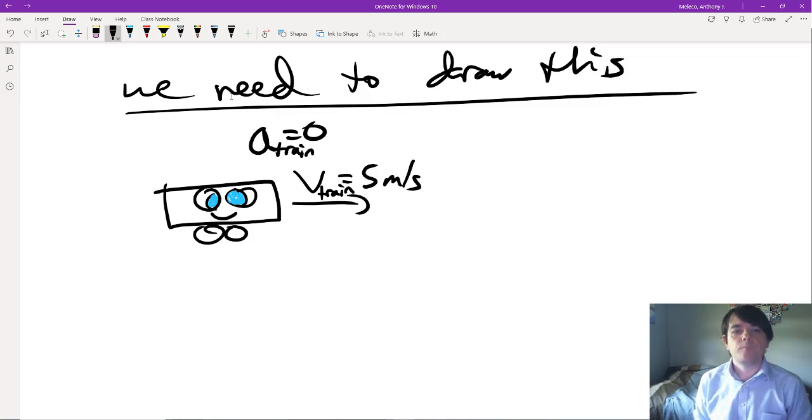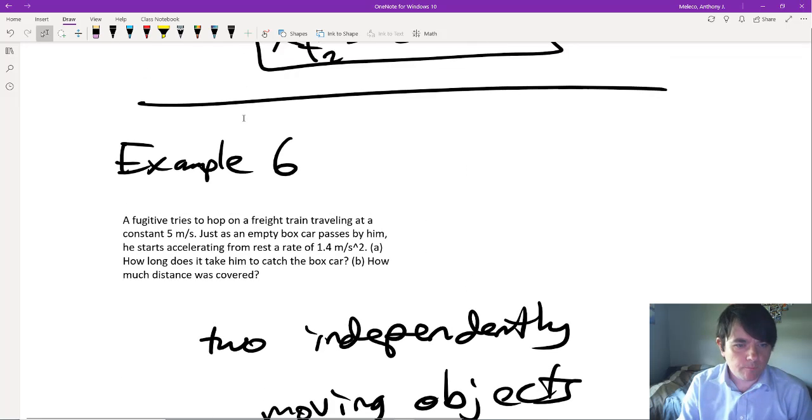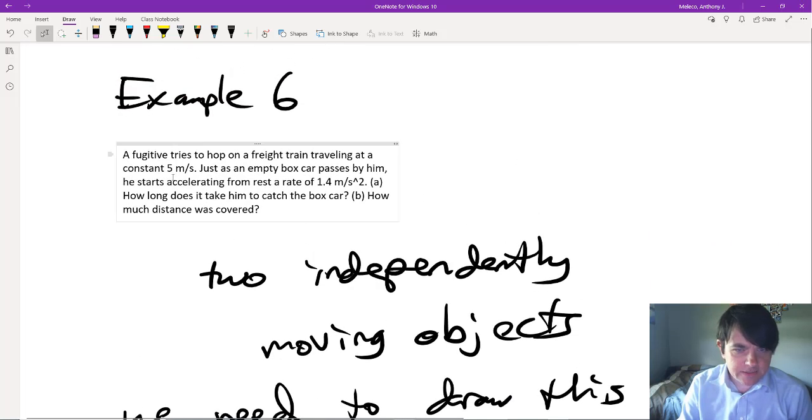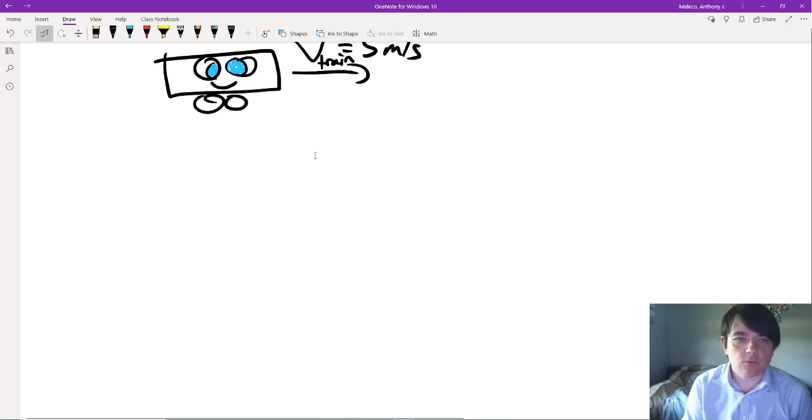It doesn't seem to have anything else about the boxcar. The next thing is the fugitive. Just as an empty boxcar passes by him, he starts accelerating from rest at a rate of 1.4 meters per second squared. So we have this guy at the same position because it's passing by him.